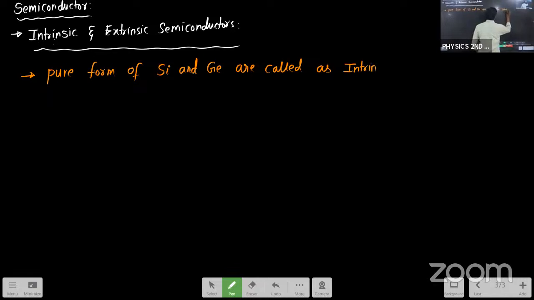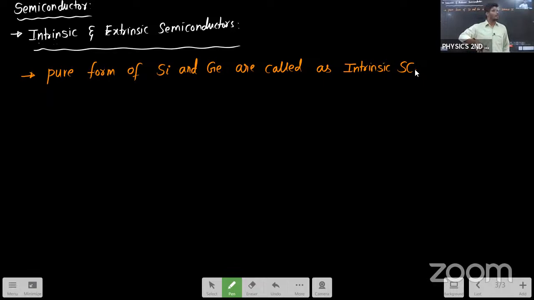Intrinsic semiconductors. SE represents what? SE represents intrinsic semiconductor. Next, as I said, we have already discussed extrinsic semiconductor. How are we getting extrinsic semiconductor? By doping. What is the meaning of doping? The process of adding impurities is called what? Doping. When we are doping a pure semiconductor, which type of semiconductor will we be getting? We'll be getting extrinsic semiconductor.